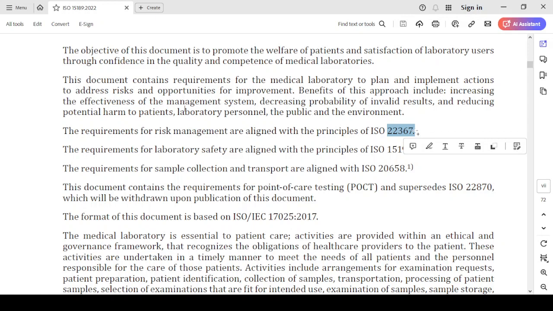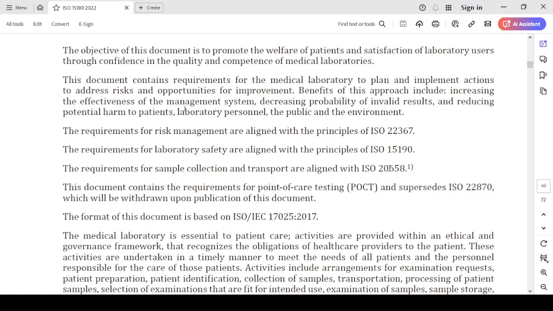And then we have 15190. Okay. 15190 is the standard for safety in medical labs. So you implement 15189 alongside this other standard. There is 2658, which only talks about pre-collection.